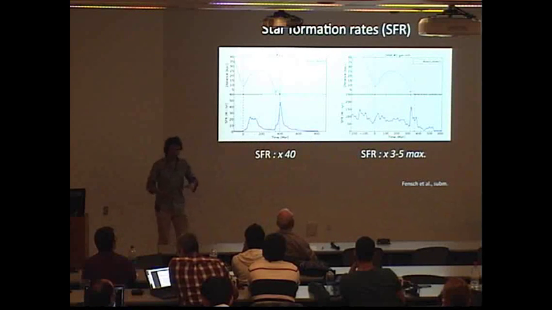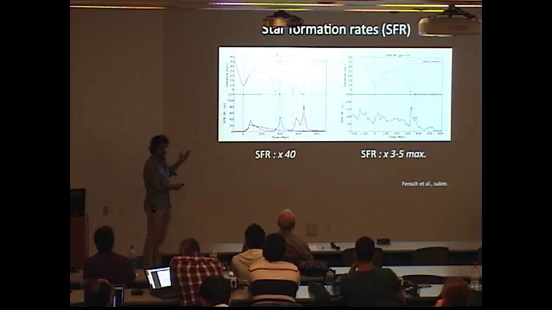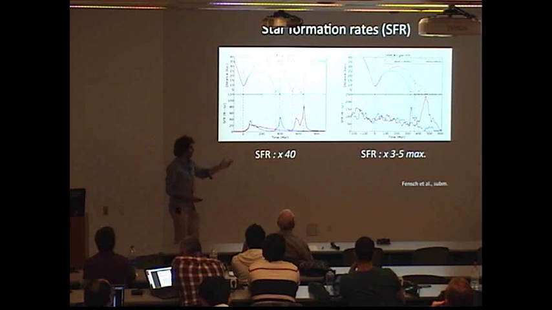Here, it's only one orbit, so I tried another one. I just reversed the spins of the galaxies. So here, what you see from another one at low redshift is the same behavior. Here, high redshift, it looks like it's kind of the same for both.